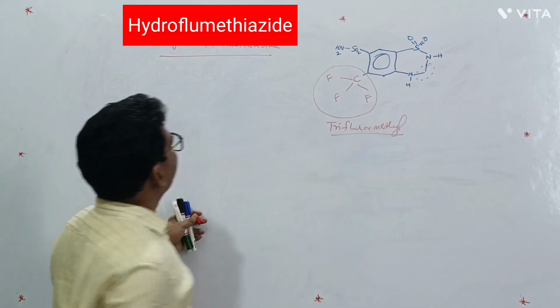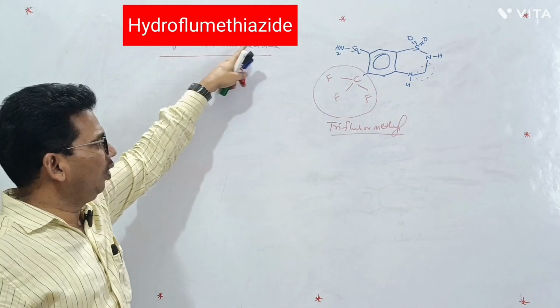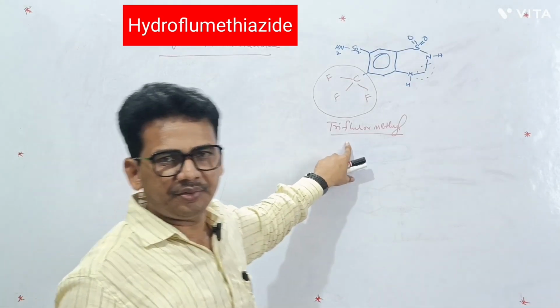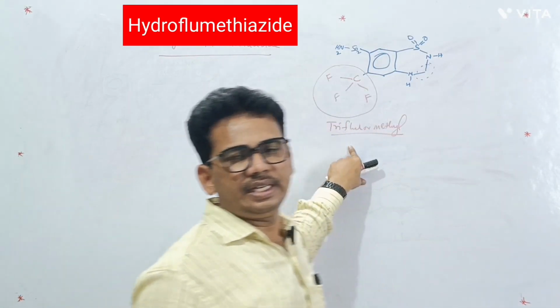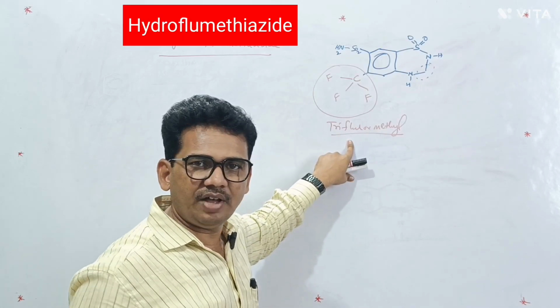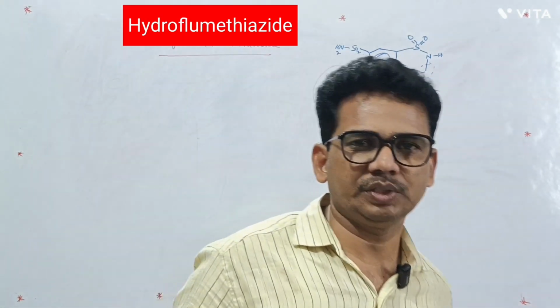Trifluoromethyl. That's why it is called hydroflumethiazide. This is also used as a diuretic. It is also useful in case of what? Edema, and it is also useful in case of hypertension. These are the uses of this.